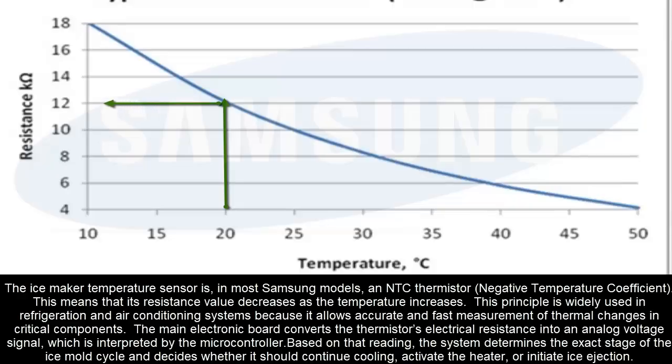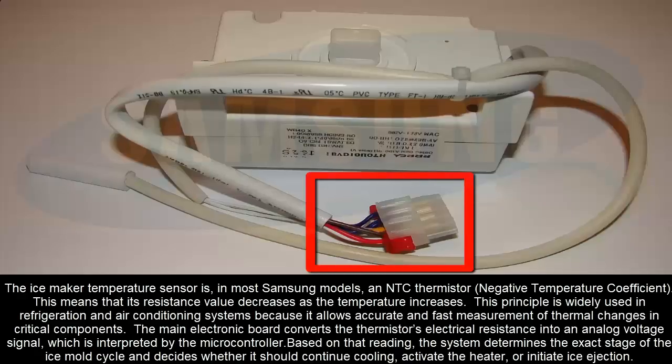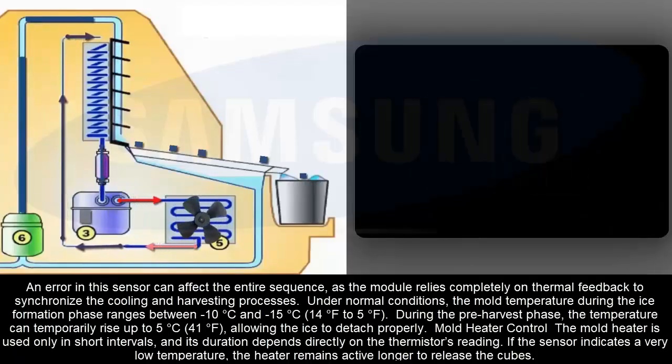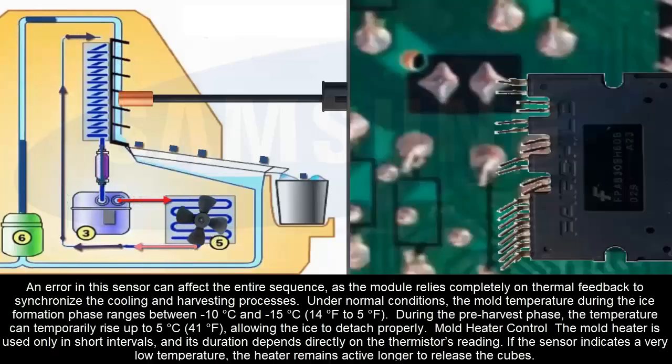The main electronic board converts the thermistor's electrical resistance into an analog voltage signal, which is interpreted by the microcontroller. Based on that reading, the system determines the exact stage of the ice mold cycle and decides if it should continue cooling, activate the heater, or initiate ice ejection. An error in this sensor can affect the entire sequence as the module relies completely on thermal feedback to synchronize the cooling and harvesting processes.